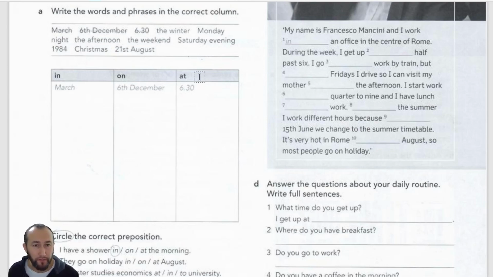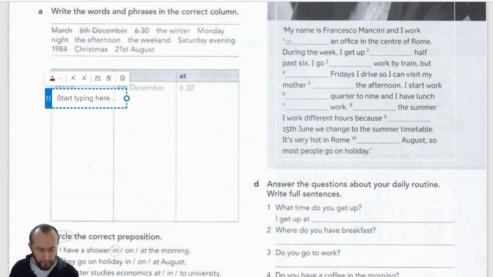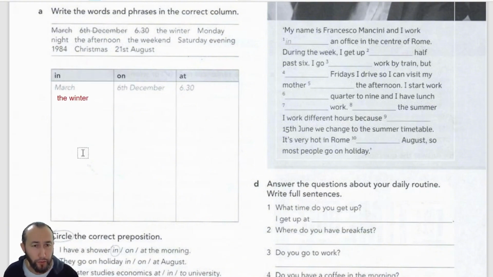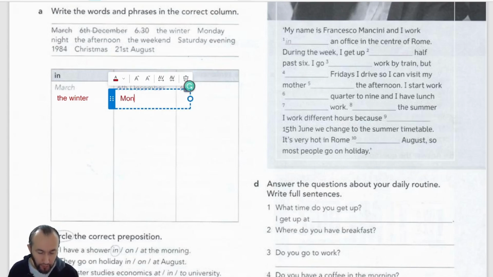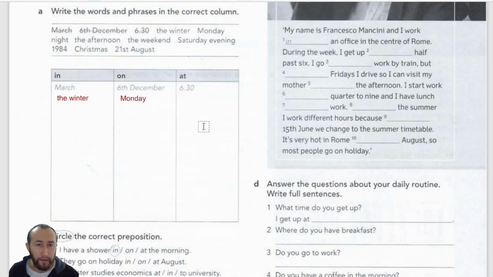Time goes with at 6:30. The winter, that is season. Season goes with in, guys, all the time. So in the winter, right? In the winter, in the summer, in the autumn, in the spring. You can also say without the. In winter, in summer, in spring, in autumn. That's no problem at all. Monday is day. All days go with on, guys. So on Monday, on Sunday, on Tuesday, on Wednesday, on Friday, and no problem. Okay. So obviously we can remove them.